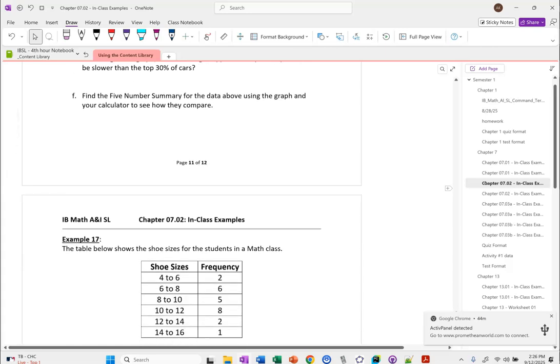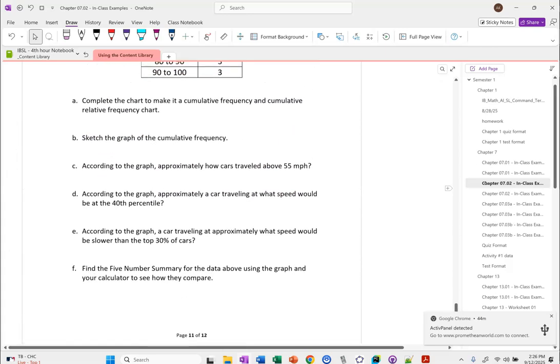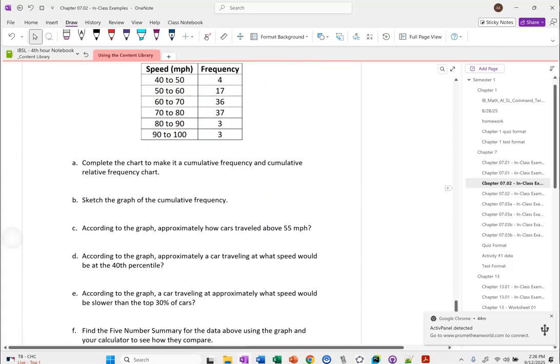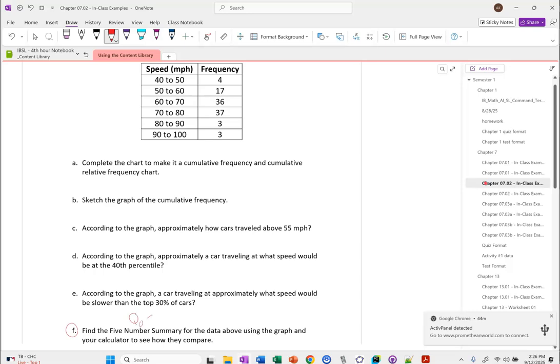That's the same problem. Oh, let's do this though. So it asks for the 5-number summary. What is the 5-number summary? The minimum, maximum, Q1, Q3, and the median. So Q0, Q1, Q2, Q3, Q4. Q0 is the minimum, Q4 is the maximum, Q2 is the median.